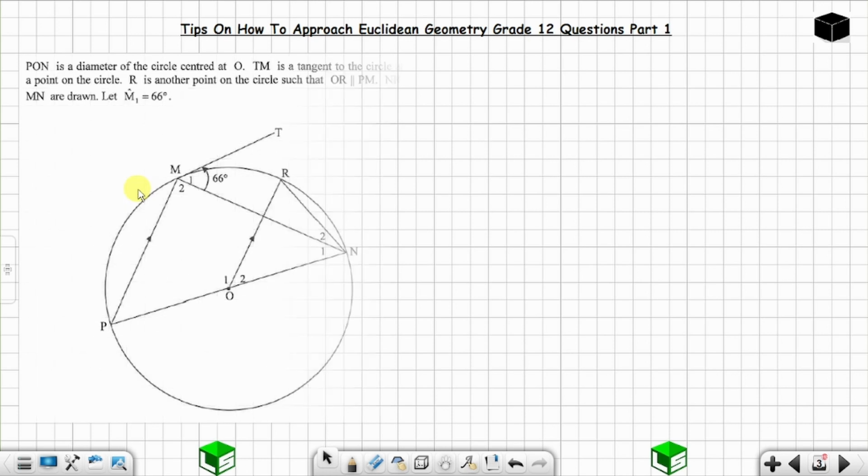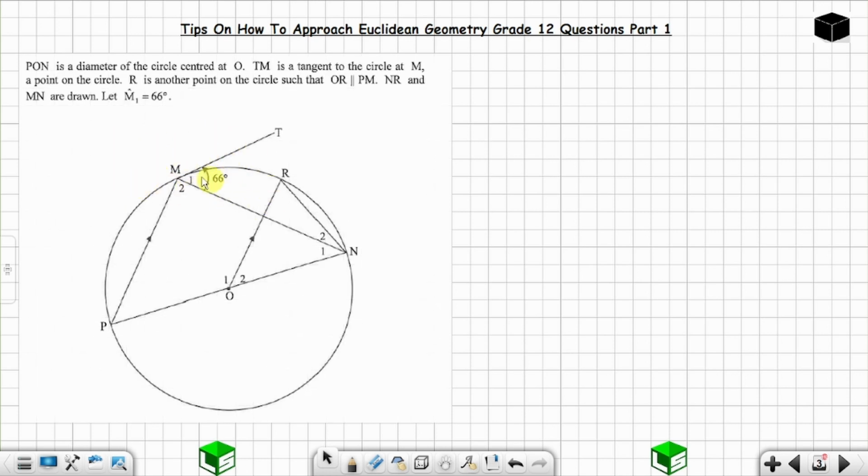This is the question that we are given. PON is the diameter of the circle centered at O. TM is a tangent to the circle at M. M is a point on the circle. R is another point on the circle such that OR is parallel to PM. NR and MN are drawn. Let M1 be equal to 66 degrees. The angle M1 is 66 degrees.